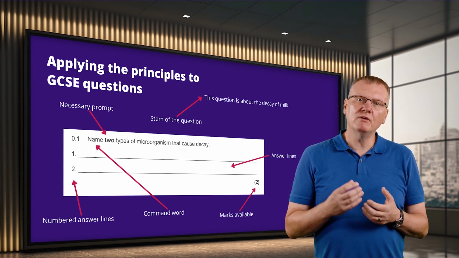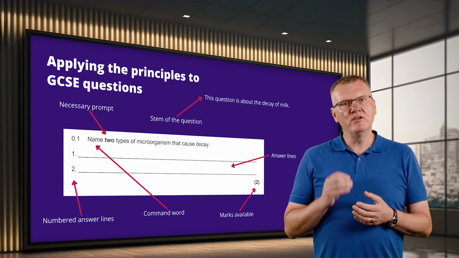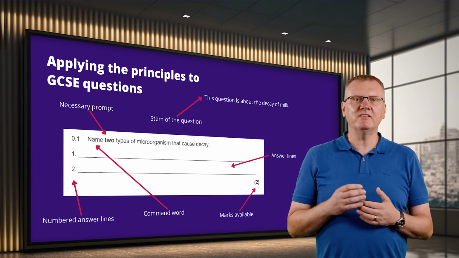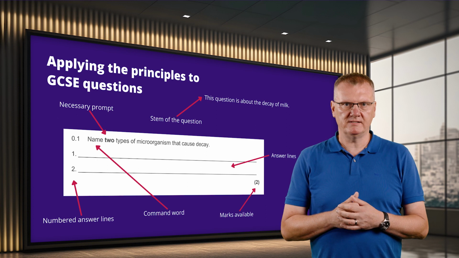However, if a student wrote both answers on 1 line, they would still be marked. The numbers are simply there as a prompt. If we're looking at increasing the demand for the question, we might remove the numbers on the answer lines.